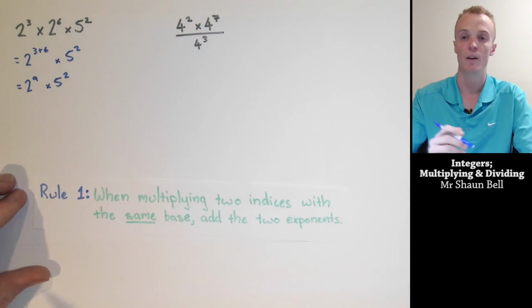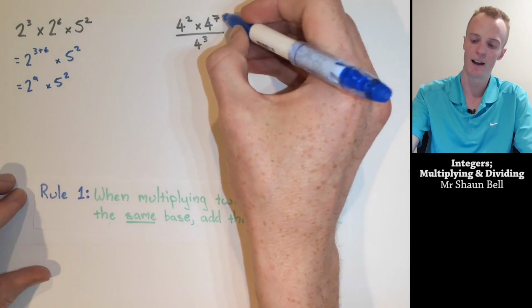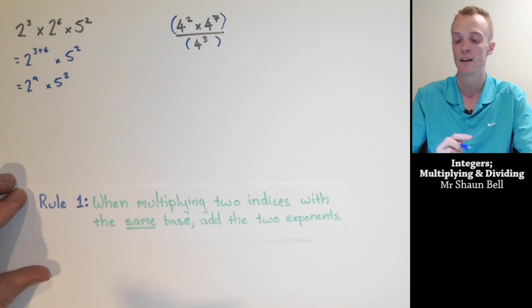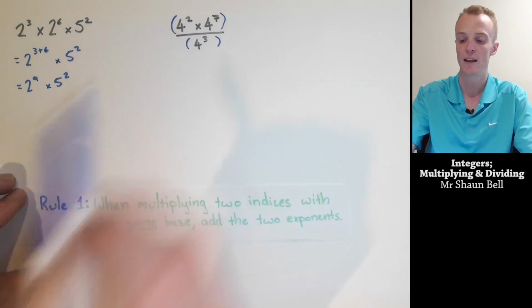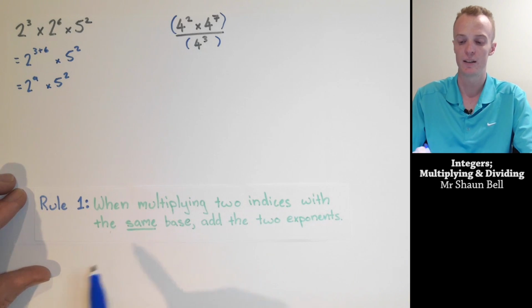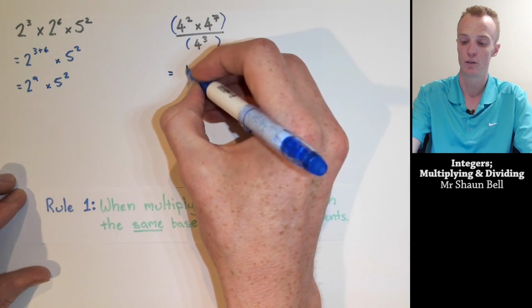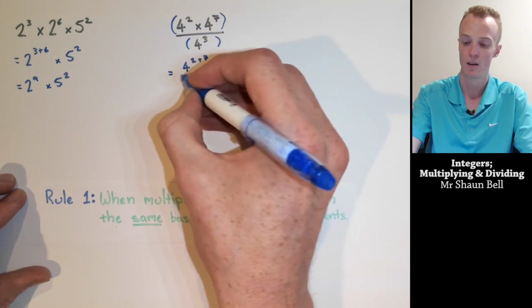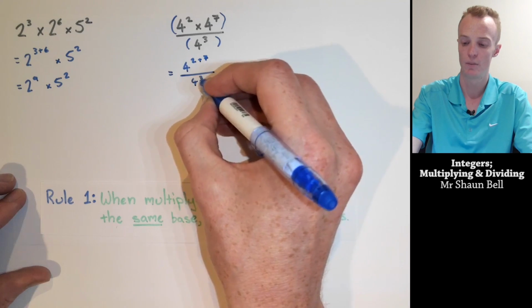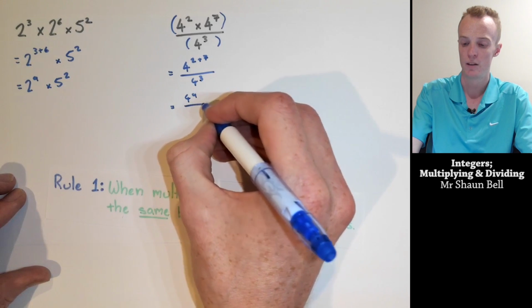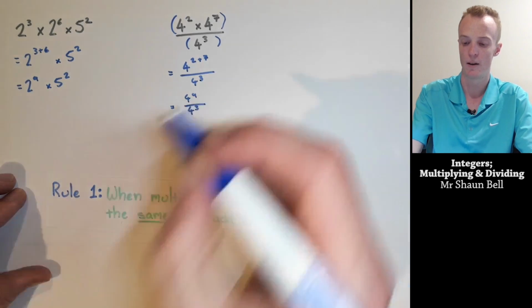Okay, so let's have a look at the second problem over here. I have a division symbol. However, I've got to be very careful because there are actually invisible brackets that we don't write on both the top and bottom line. So the first thing that I actually have in this problem is a multiplication. So I've got to use rule 1, where if I'm multiplying two indices with the same base, I add the exponents. So that is going to be equal to the base of 4, add the exponents of 2 plus 7, all over 4 to the 3rd power. That is equal to 4 to the 9th power divided by 4 to the third power.